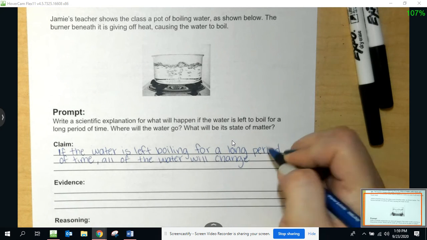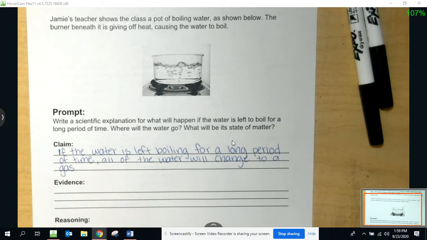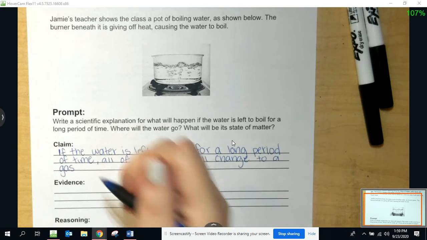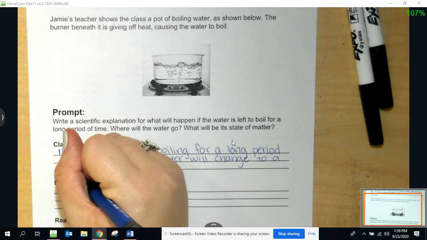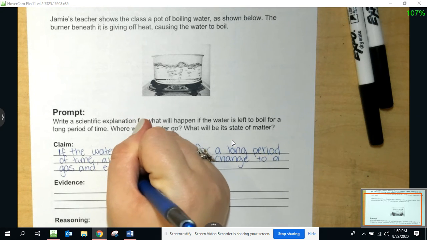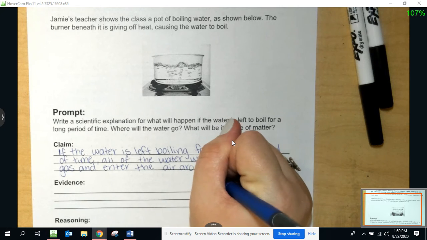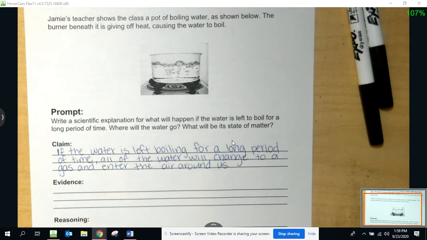Good job, Alex. And we know that that gas is called water vapor, right? Yes. And enter the air around us. So that gas enters the air all around us. If you do not finish writing it before I move on, don't panic. I'll have it up later, okay?